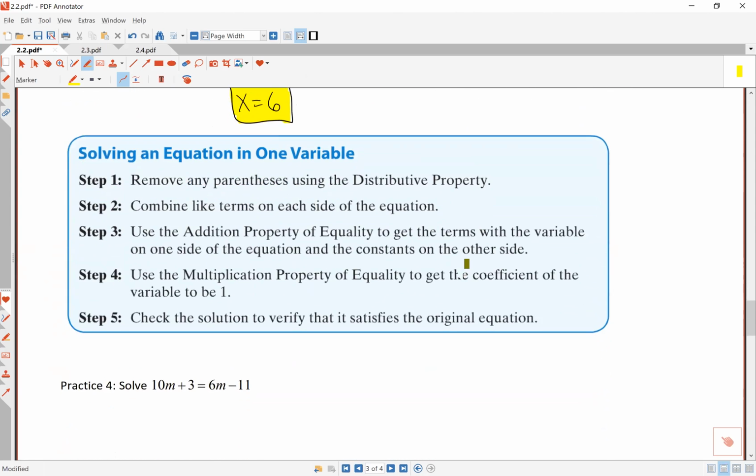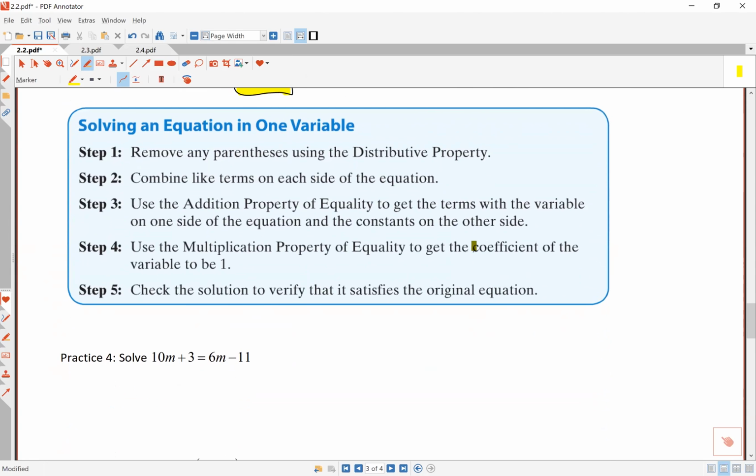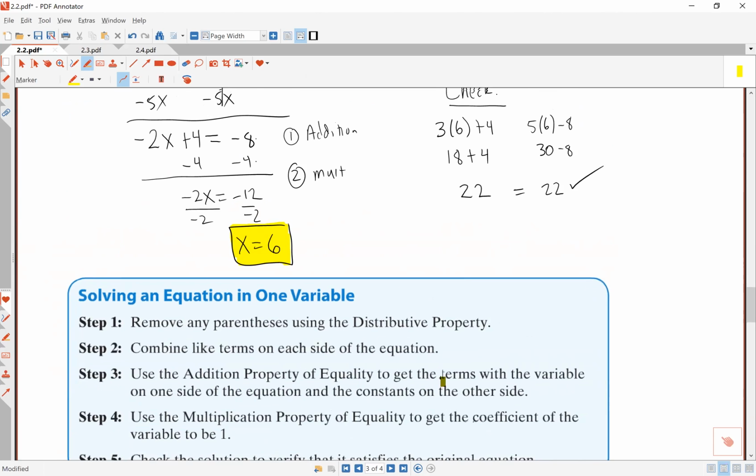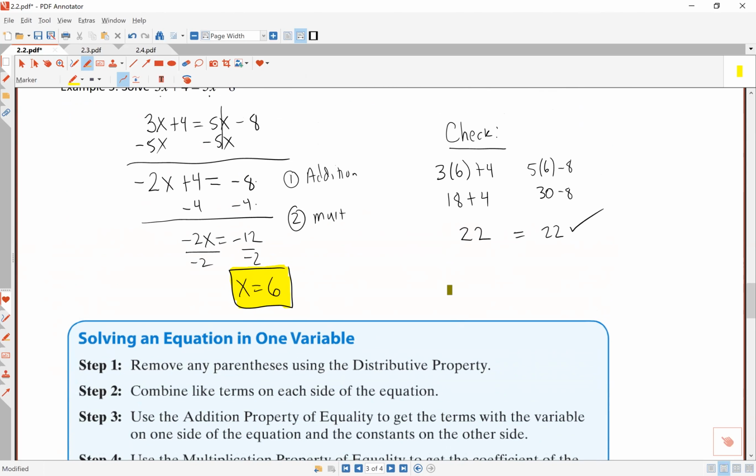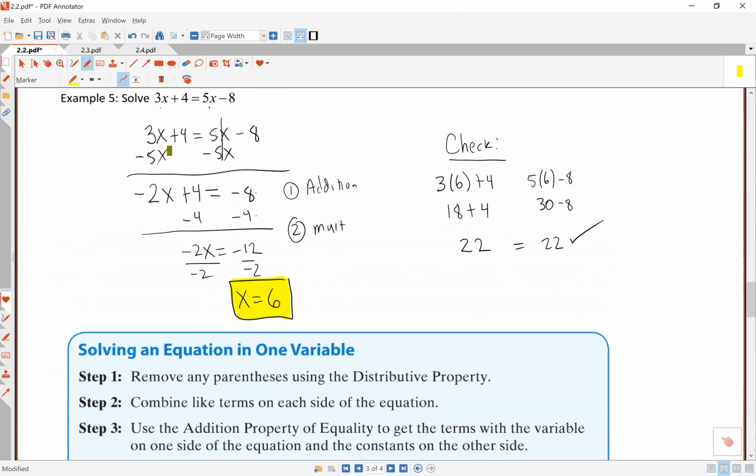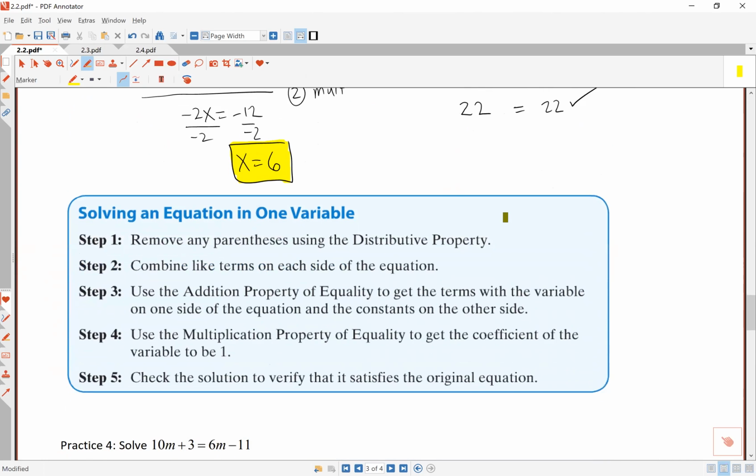So we like to proceduralize this and say things like, if you have any parentheses involved, that's step 1. Get rid of all those. If you have any like terms on the same side of the equation, combine those. Then is when we get all of the terms with the variable on the same side and the constants on the other side. The last step is always the multiplication property of equality to solve for x.